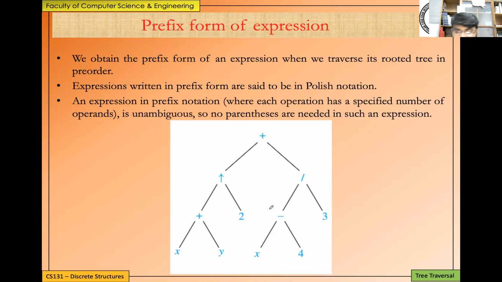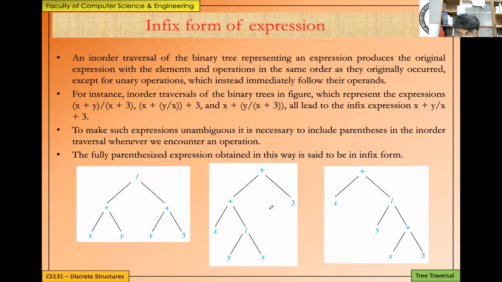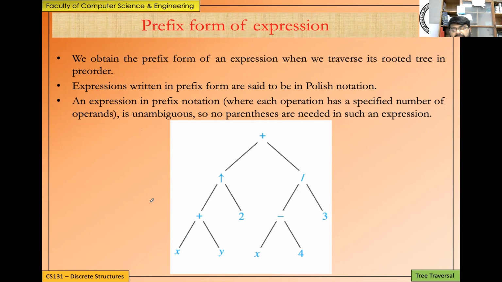There's no ambiguity here. In the in-order traversal or infix form of expression, the problem is that the result may cause ambiguity, and you will have to use brackets. Without brackets, this is an ambiguous situation. For example, these three are exactly equivalent. However, in a prefix form, it will always result in an unambiguous situation. So in a prefix form, no parentheses are needed at all.